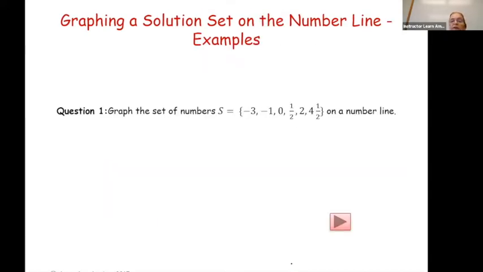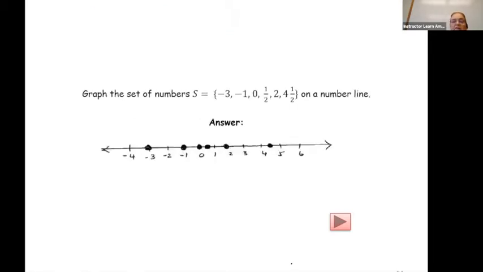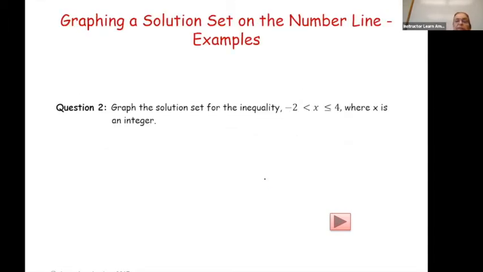All right, so supposing we want to graph this set of numbers on a number line. Looking at this set of numbers: -3, -1, 0, 1/2. Now, 1/2 is not specified in the scale that we've indicated, but we estimate it, and so we put its position on the number line in a way that we think makes it pretty clear that it's halfway between the 0 and the 1. We have 2, and then we have 4.5, again estimating the position of the 1/2 between the 4 and the 5.